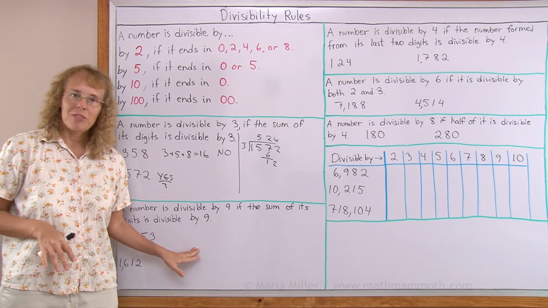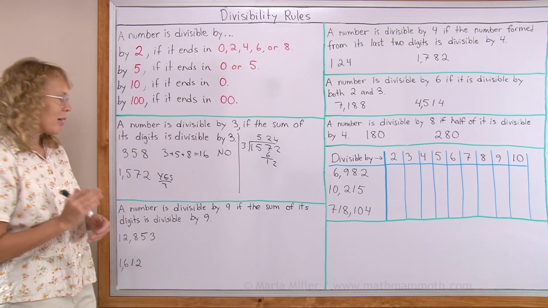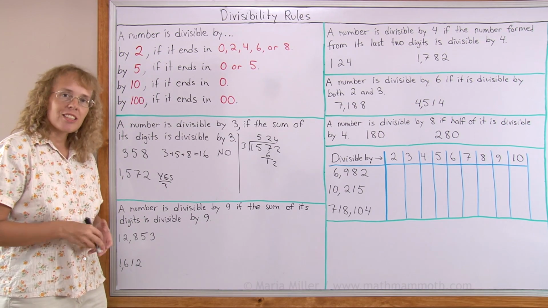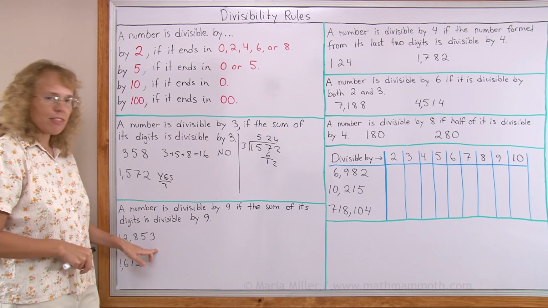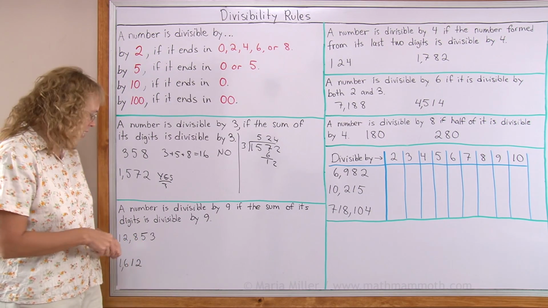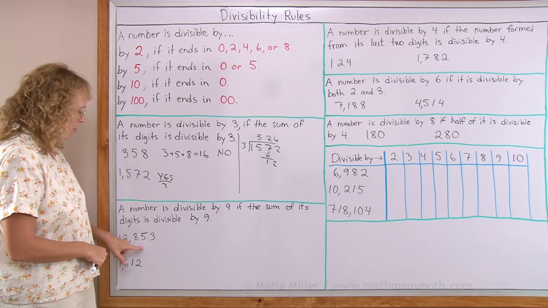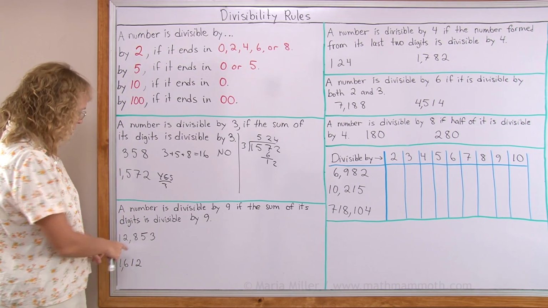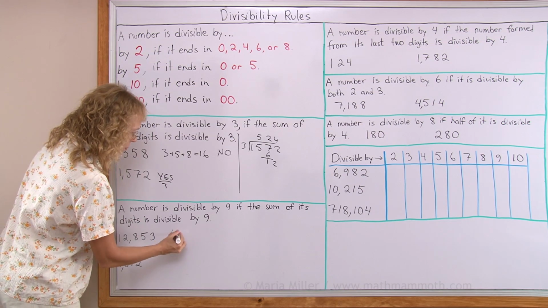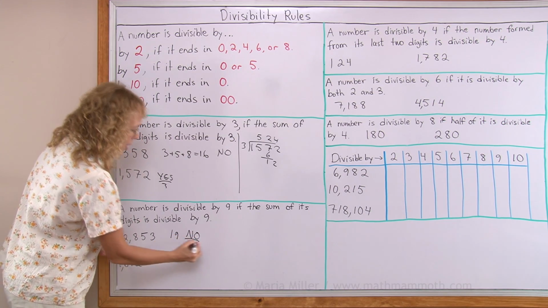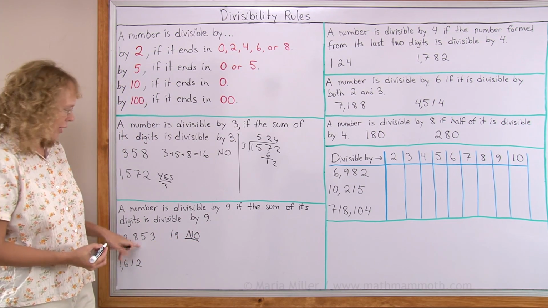Okay, a very similar one for 9. A number is divisible by 9 if the sum of its digits is divisible by 9. Again, if I have a number I want to check if it's divisible by 9, I add the digits. 1 plus 2 plus 8 plus 5 plus 3. So I have here 10, 16, 19. The digit sum is 19. That's not divisible by 9, so neither is the number itself.